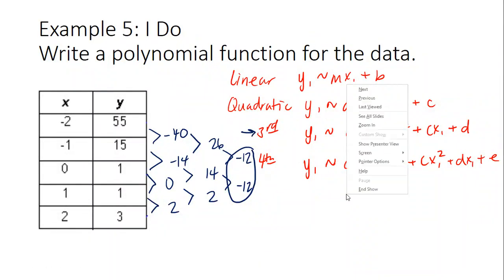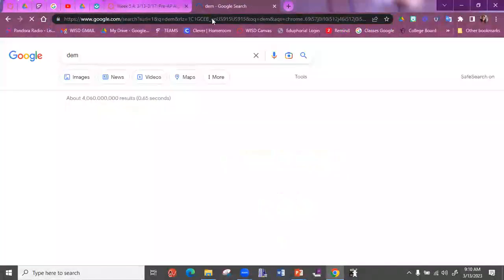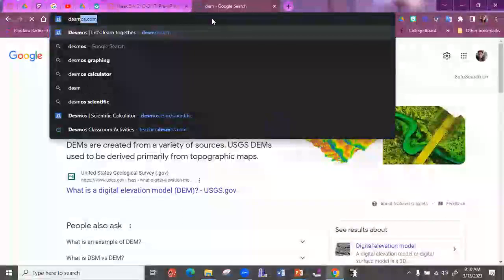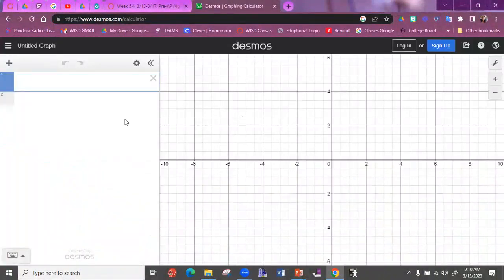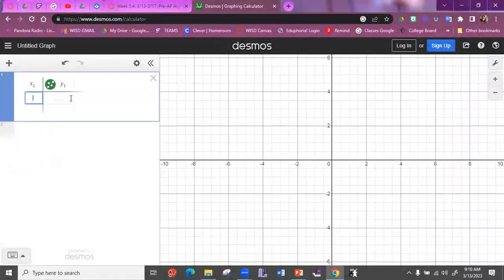So we're going to go to Desmos, graphing calculator. All right, we have to add our table. To add a table, you literally press the add button and click on table, and now you're going to type in your values.